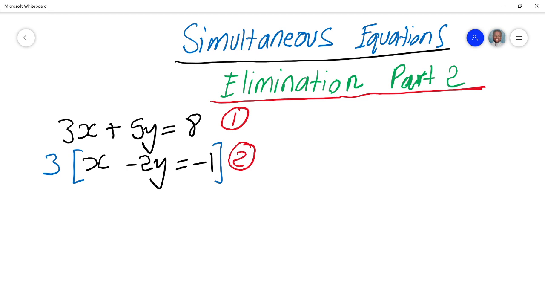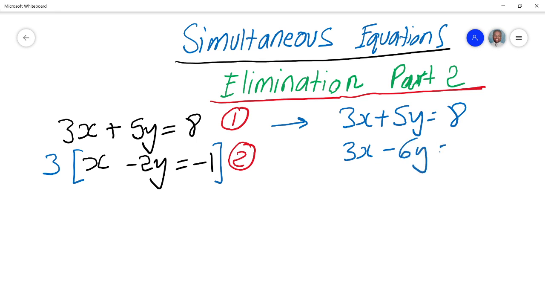So I'm just going to rewrite this properly. You've got 3x plus 5y equals 8. And my second equation, I've multiplied by 3, so that's going to be 3x minus 6y equals negative 3. So 3 times x is 3x, 3 times negative 2y is negative 6y, and 3 times negative 1 is negative 3. And then I'm going to put a line there.